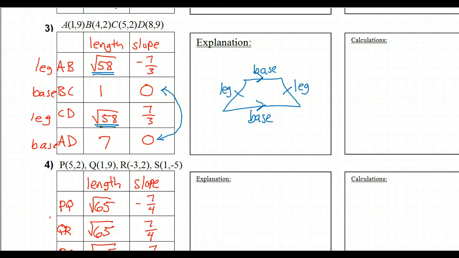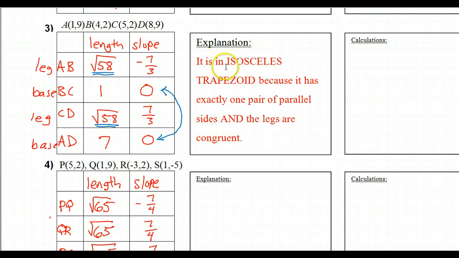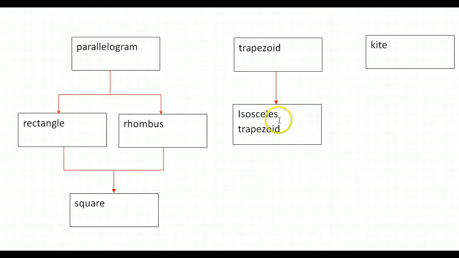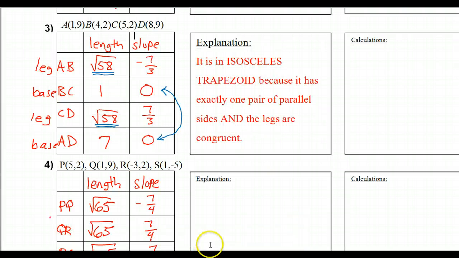So here comes the explanation. It is an isosceles trapezoid because it has exactly one pair of parallel sides and the legs are congruent. See, I got the trapezoid part in there and then the isosceles part. I do not have to say why it's not something else because isosceles trapezoid is at the end of the line. There's nothing more specific than an isosceles trapezoid. All right, let's move on to number 4.